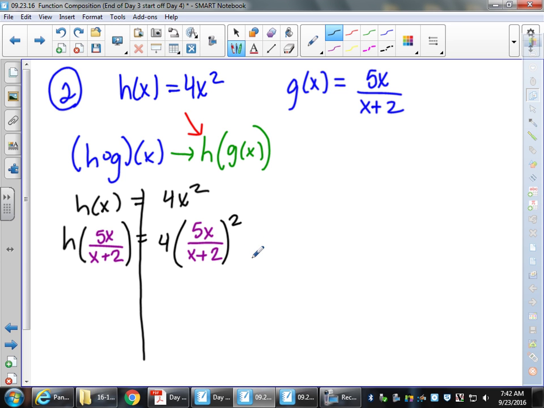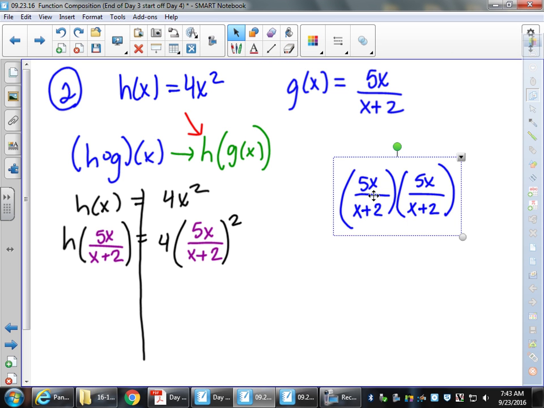Do you want to work on it in here or off to the side? Okay. So off to the side, we're going to be working on 5x divided by x plus 2 times 5x divided by x plus 2. How do we multiply fractions in general? Just how do we multiply? Then straight across. So the top is not bad. What do I get when I multiply up top? 25x squared. But how about that bottom piece?